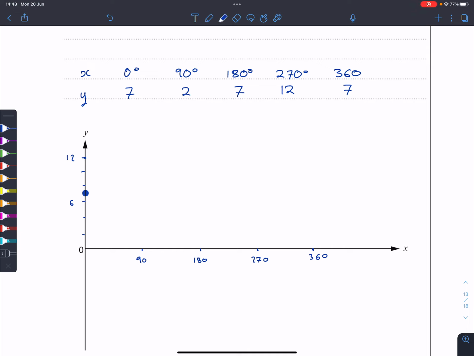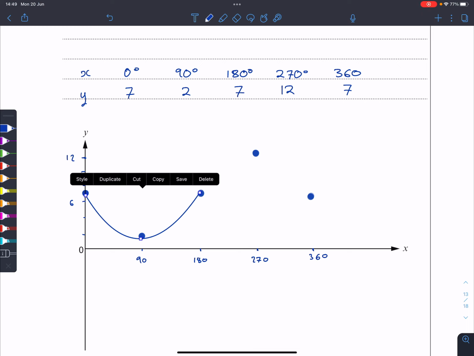So at 90, we're at 2, so it's going to be here. At 180, I'm back up at 7. Up there, 270, I'm up to 12. And then at 360, I'm back to 7 again. Okay, so you can see the usual sine shape there.